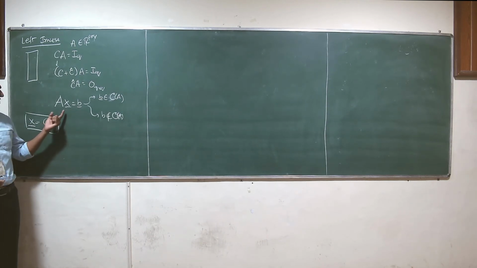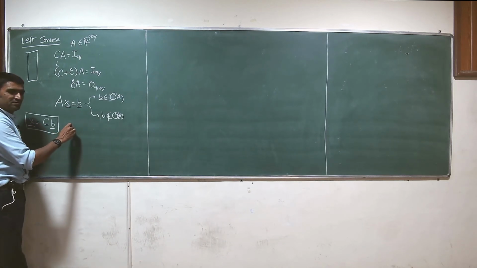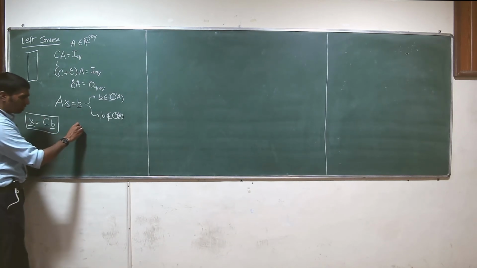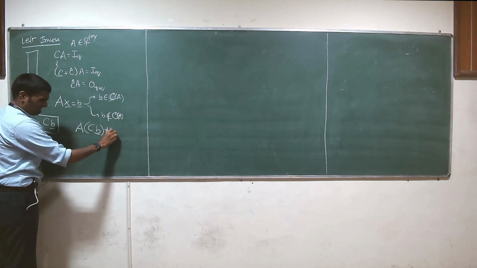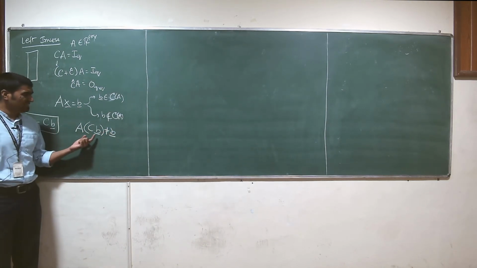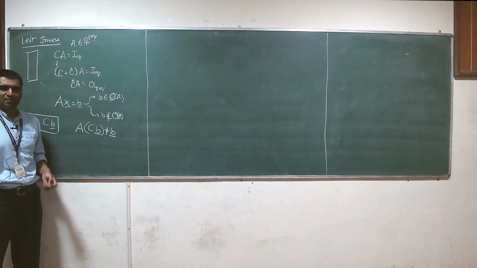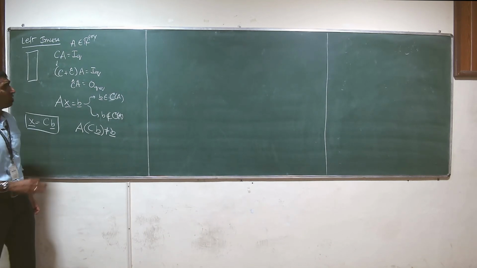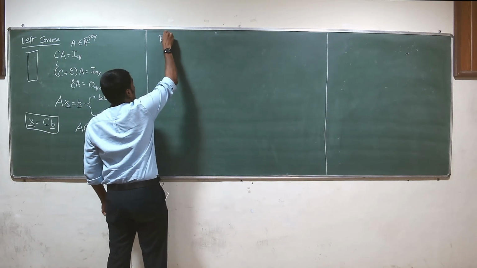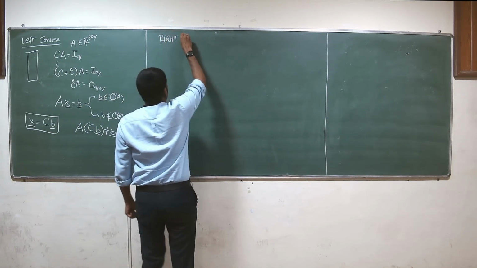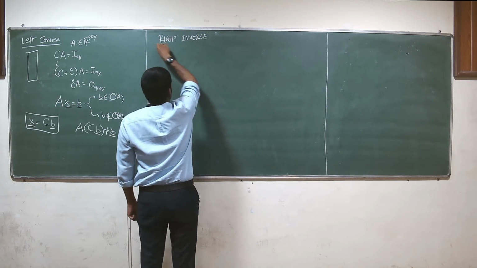And if B is not in this column space of A, then what happens? Well, you can still do this, but what you're not guaranteed is equality. If B is in the column space of A, then this will be equal. If it's not in the column space of A, then it will not be equal. All right. That's all I wanted to say about left inverses. We will now move on to right inverse.